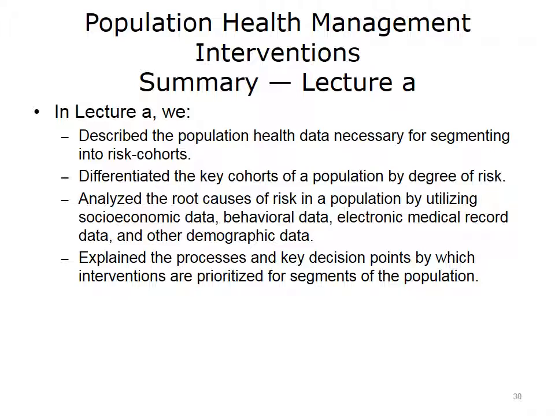We will now review the objectives of Lecture A of Population Health Management Interventions. Prioritizing population health. We describe population health data necessary for segmenting the population into risk cohorts of low, medium, or high risk. We differentiated the key cohorts of a population by a degree of risk. We analyzed the root causes of risk in a population by utilizing various sources of data, including socioeconomic, behavioral, electronic medical record, and other demographic data. And we explain the processes and key decision points by which interventions are prioritized for segments of the population.